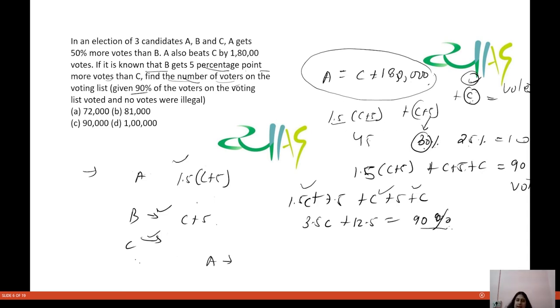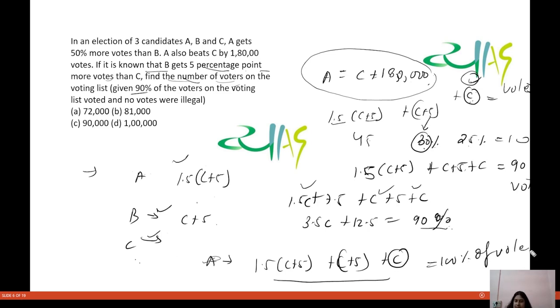I hope everybody understands this. We got this ratio: 1.5 into (C plus 5), and this is C plus 5. B is obviously C plus 5 because it is given, and then we have C. So this is 100% of the votes polled.